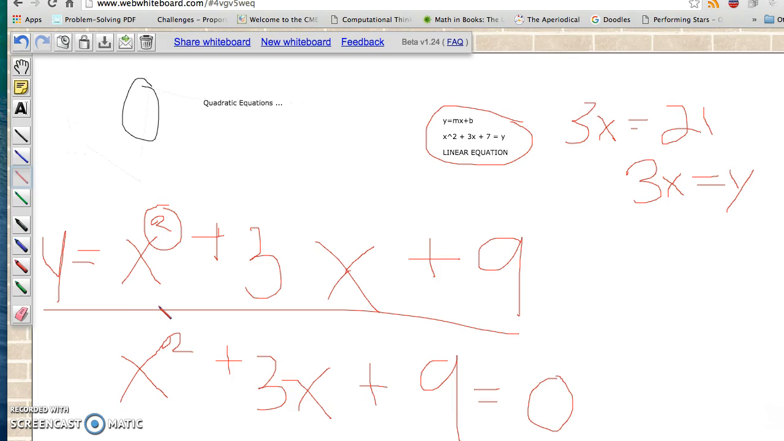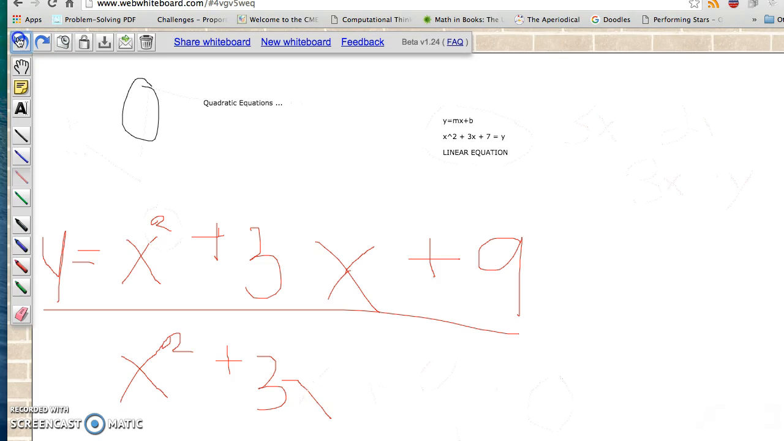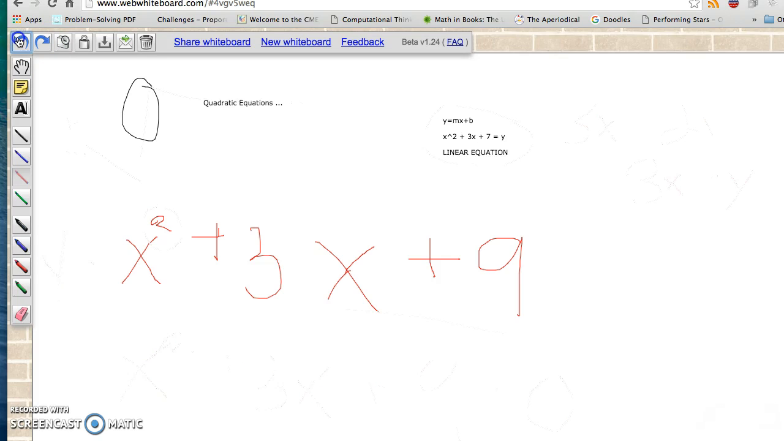Okay, so let's start with the easy ones, right? So erase, erase, erase everything. Ugh, this whiteboard is just so totally slow. I can't even, I have no patience for it.